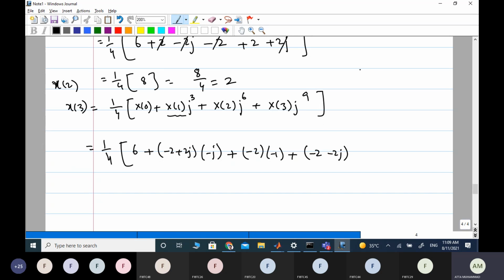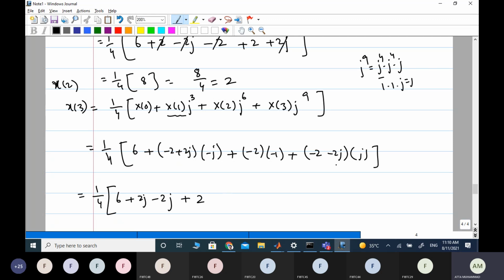So how to write j power 9? Can I write j power 9 as j power 4 times j power 4 times j? So I get 1 from here, I get 1 from here, and j, so that is equal to j. So this is equal to 1 by 4 and 6, and minus into minus plus 2j, plus into minus minus 2j, minus into minus plus 2, and plus into minus minus 2j. Am I making a mistake here? I don't know. Let's solve it further and we will see.